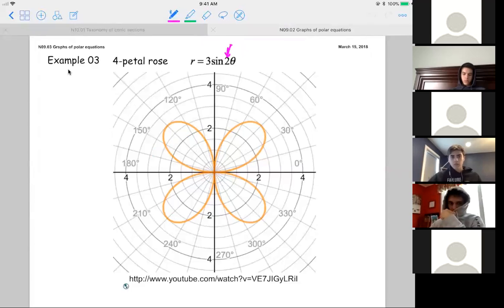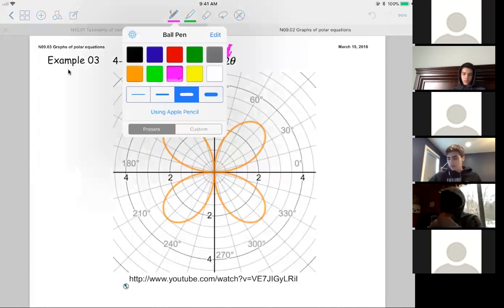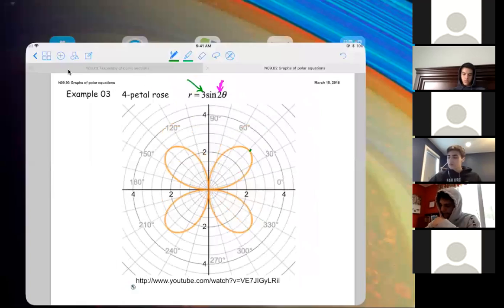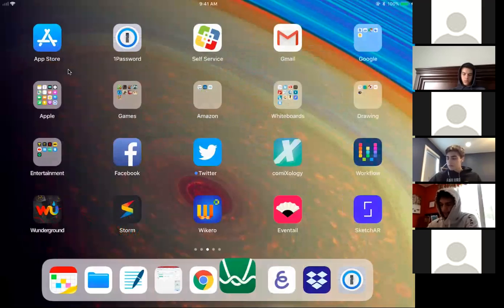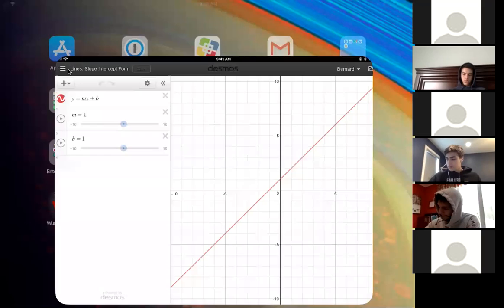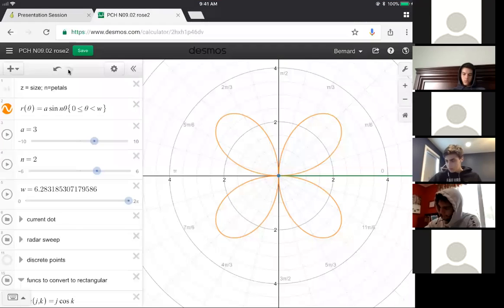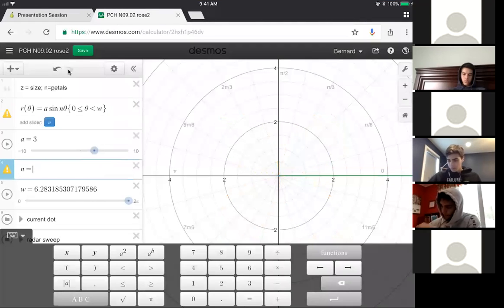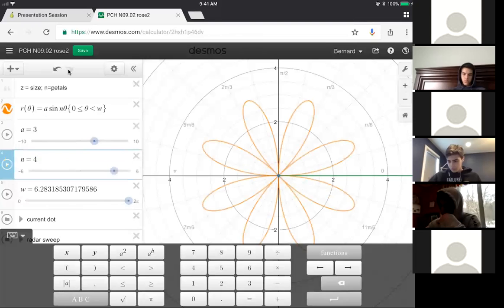We'll do that in a second. This is just controlling how large it is. Notice that the largest value it gets to is 3. And that controls that. But it's kind of interesting to see what happens as we play around. This Desmos file is linked online, so at some point you can play with it if you find it useful. If we pick, for instance, 4, we get more petals. In fact, we get 8 petals.